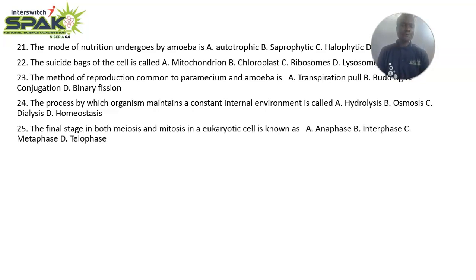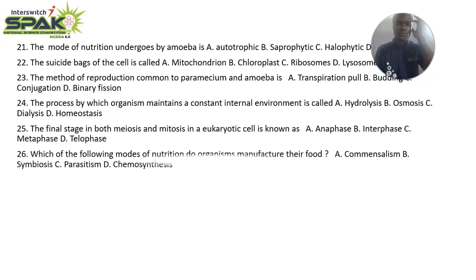Question number 25. The final stage in both meiosis and mitosis in a eukaryotic cell is known as dash. A, anaphase. B, interphase. C, metaphase. D, telophase. If you follow PMAT, prophase, metaphase, anaphase, and telophase, the final stage is telophase. After that, we have cytokinesis, which is the division of the cytoplasm.